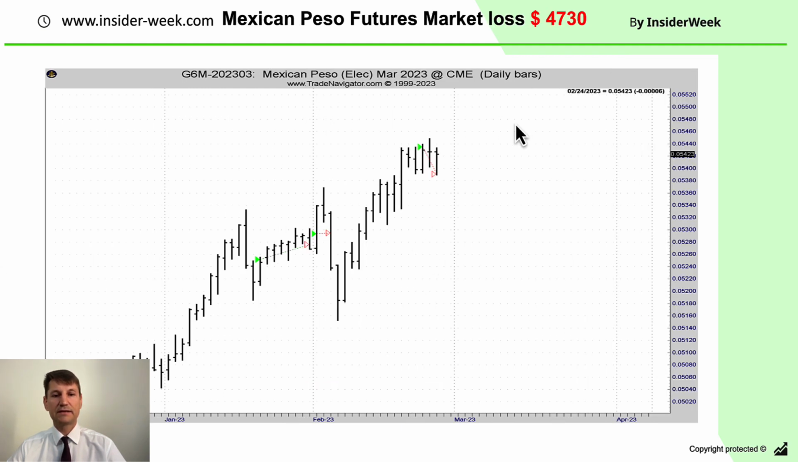The next trade was Mexican peso. In Mexican peso we did two trades before, very successful. As you can see, the trend continues to the upside. We decided to open a new long trade. The stop was very tight, and we were stopped out with a loss of $4,730. If the trend continues, we will try to open a new long position, but you will see more in our trading plan.